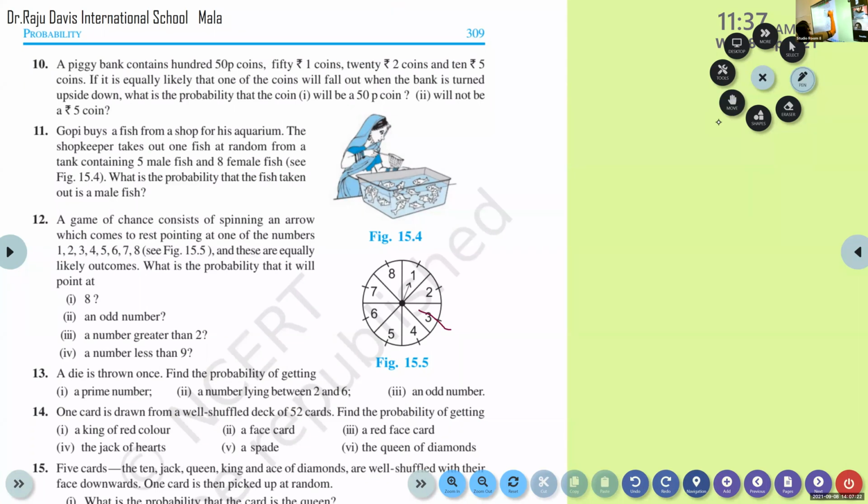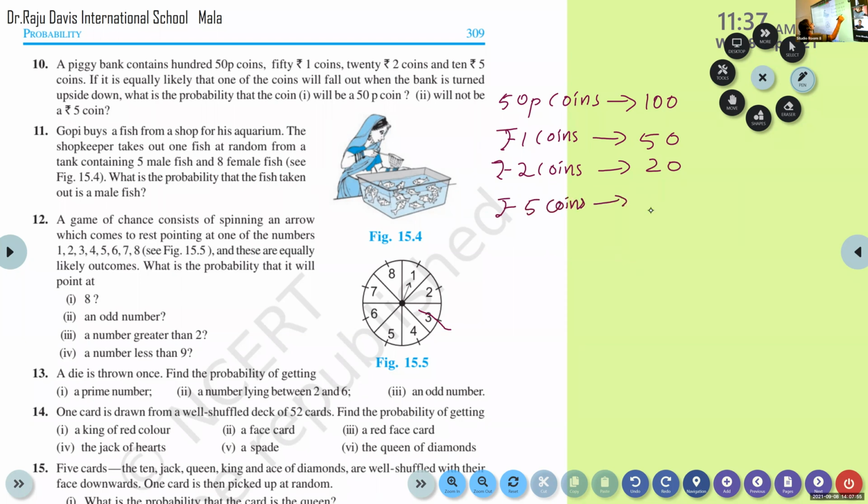So first, 50 paise coins: 100. Rupees 1 coins: 50. Rupees 2 coins: 20. Rupees 5 coins: 10. It is equally likely that one of the coins will fall out when the bank is turned upside down. One falls out from that bank.